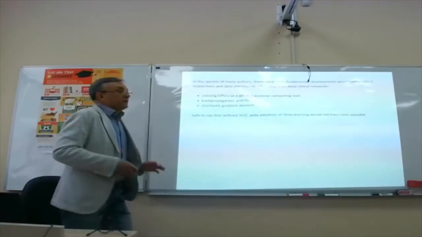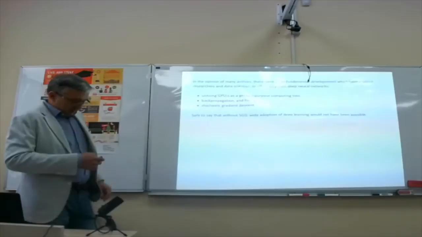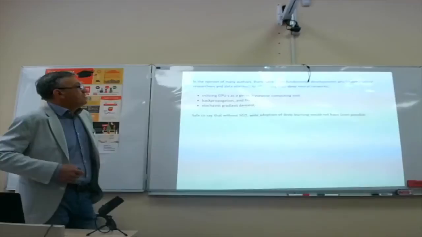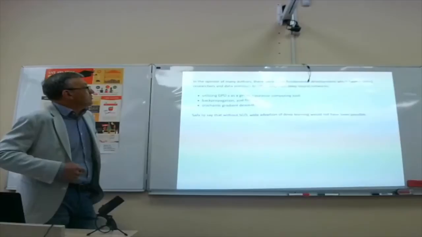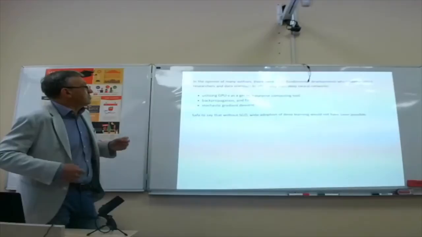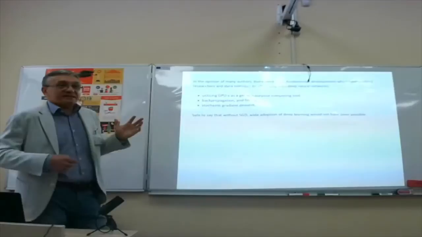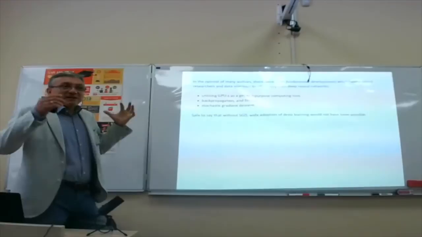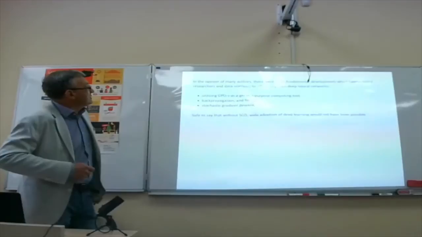In the opinion of many authors, there were three fundamental developments which have enabled researchers and data scientists to effectively train deep neural networks. These are three items: utilizing GPUs as a general-purpose computing tool, backpropagation, and stochastic gradient descent. These are three pillars, maybe, which are the ground for achievements in this area.